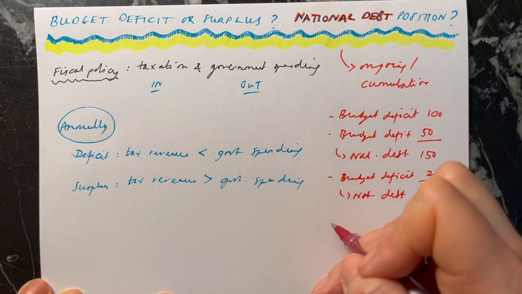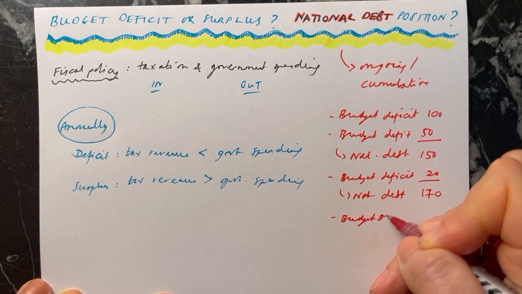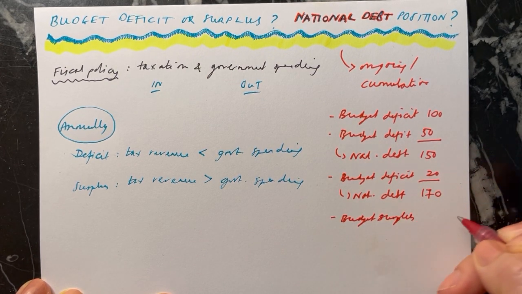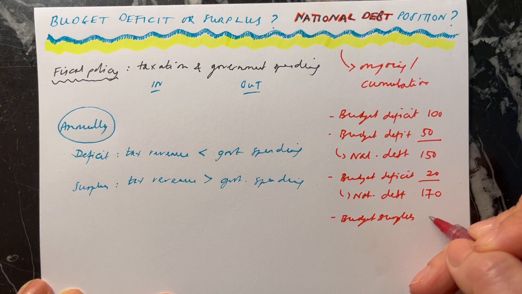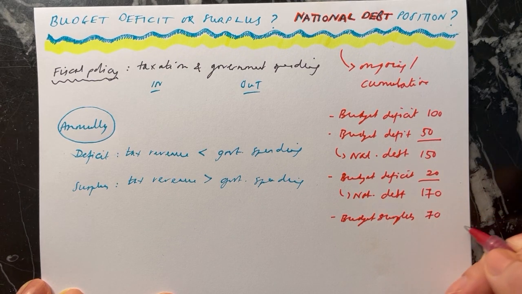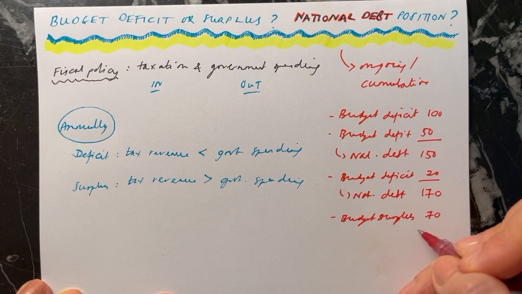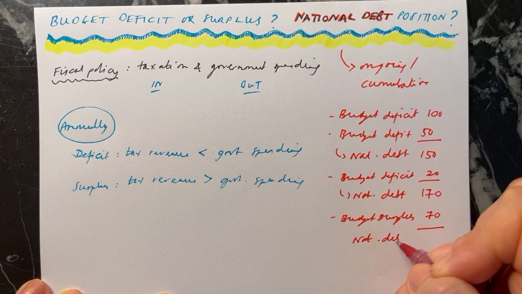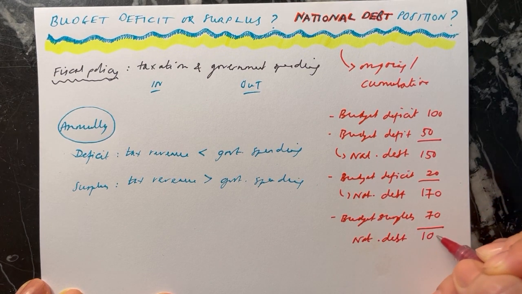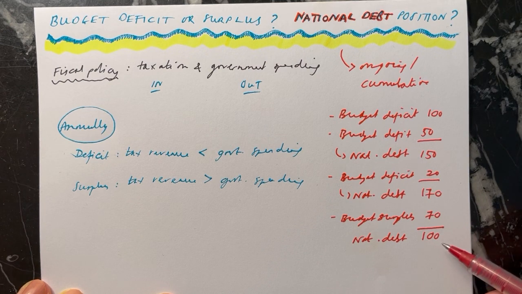If in a year you now had a budget surplus, they could use some of this budget surplus to pay off some of the national debt. So if you imagine that they had a 70 surplus and they used this to pay off some of the national debt, the new national debt now would be 100, because it's 170. Take away the 70, so you're left with 100.